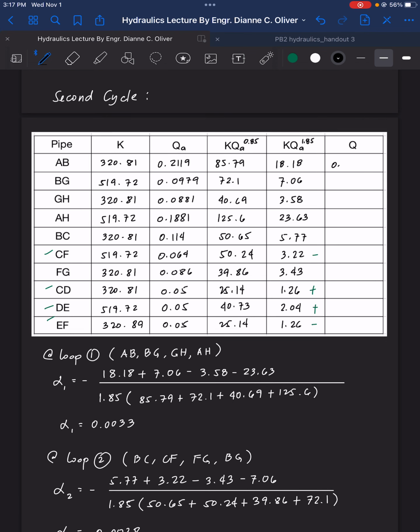So that is 0.2152, 0.0974, 0.0848, 0.1848, 0.1178, 0.0633, 0.0822, 0.0545, 0.0545, then 0.0455.